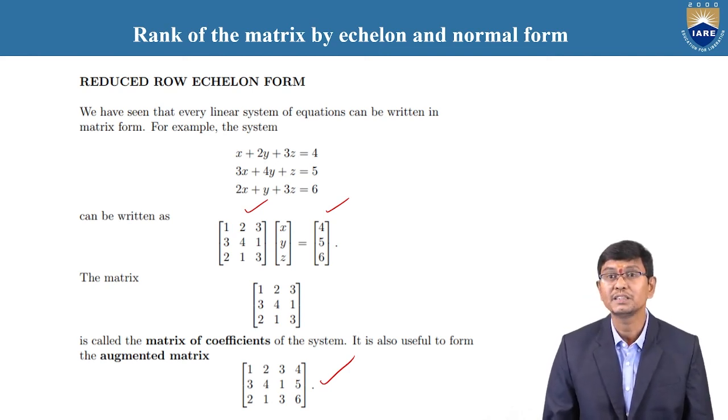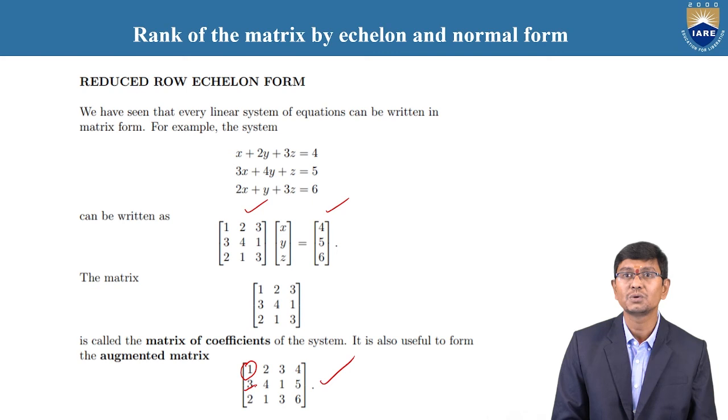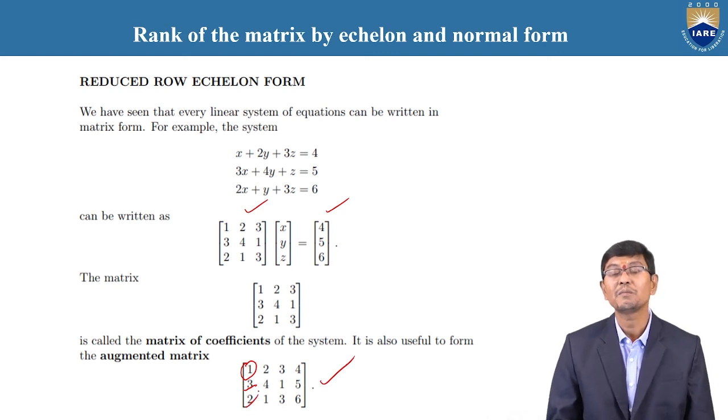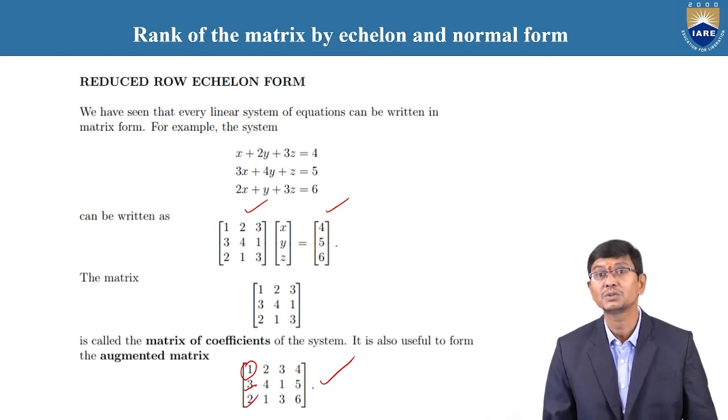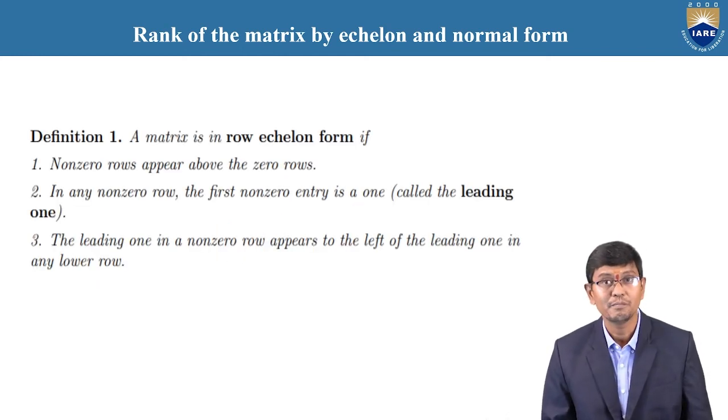Now, we need to reduce it to echelon form by applying row operations. With the help of the first row, first column, first element, which is 1, we need to reduce the 3 to 0 and the 2 also to 0 by applying R2 minus 3 R1 and R3 minus 2 R1. Finally, we obtain the rank of the matrix.